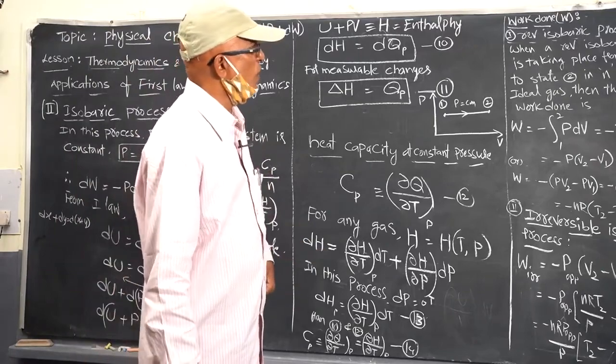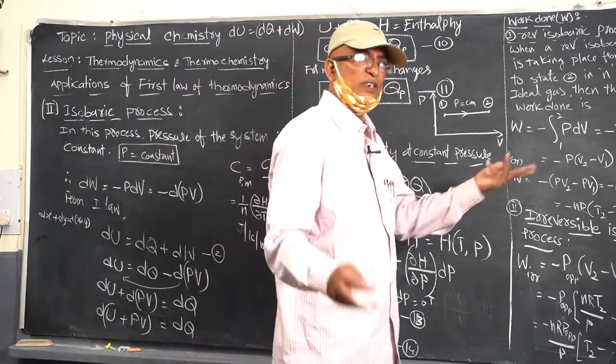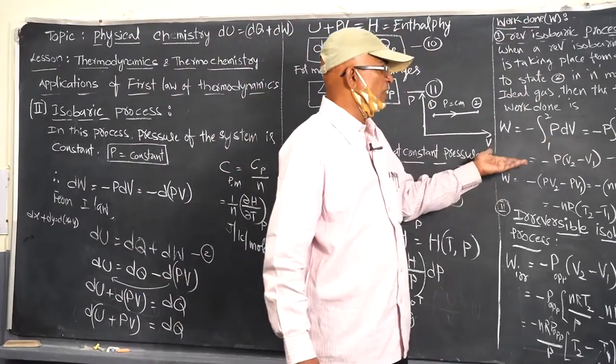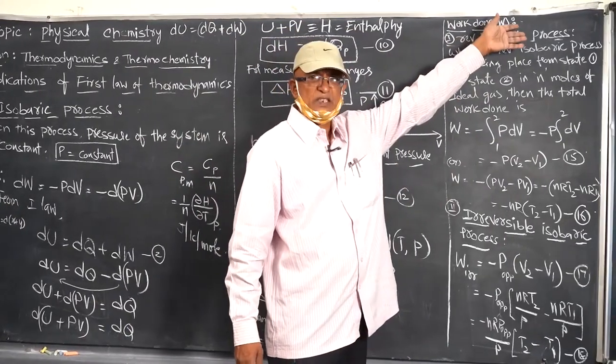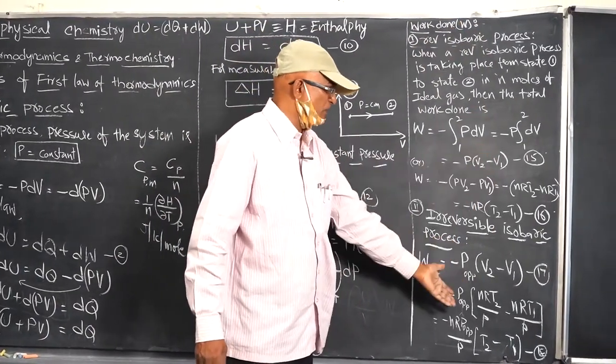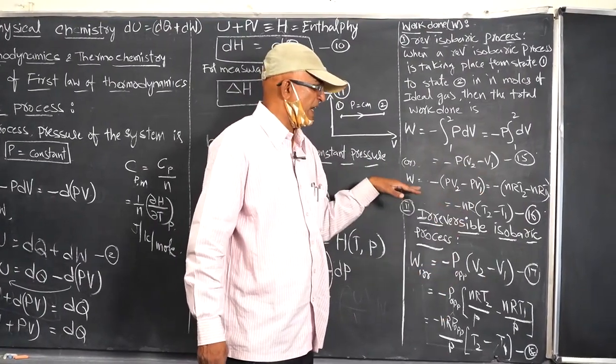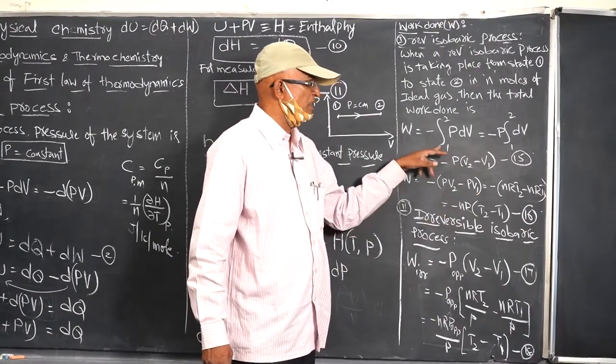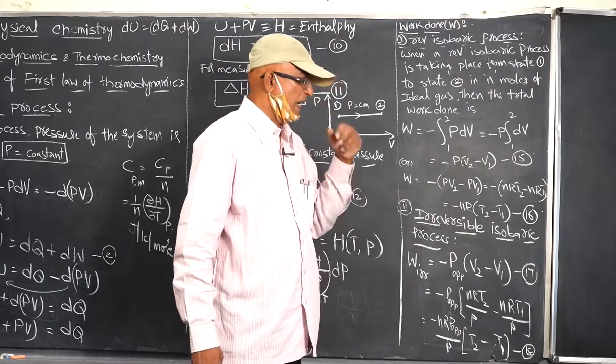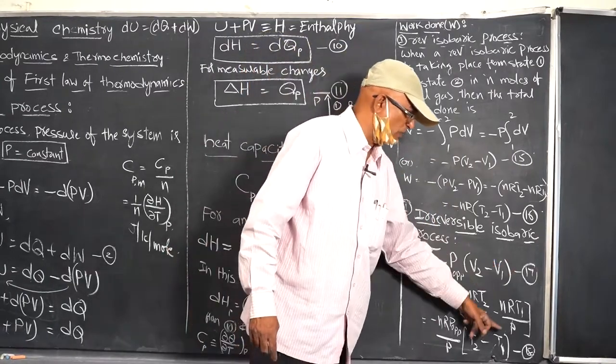Then he can ask you what is the work done in isochoric process? The work done is always 0. Here, what is the work done? For reversible isobaric process we have calculated separately, and for irreversible isobaric process we have calculated separately. If the system is an ideal gas, again we have written another formula. In place of 15 we have written 16. If it is an ideal gas, in place of 17 you can use 18.